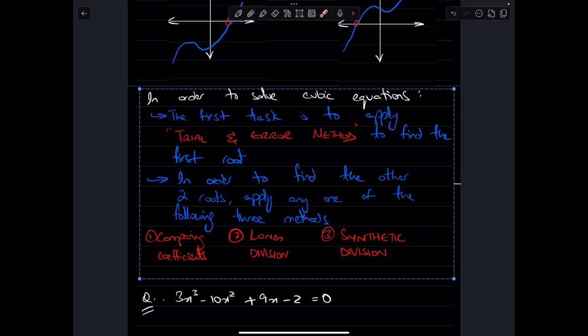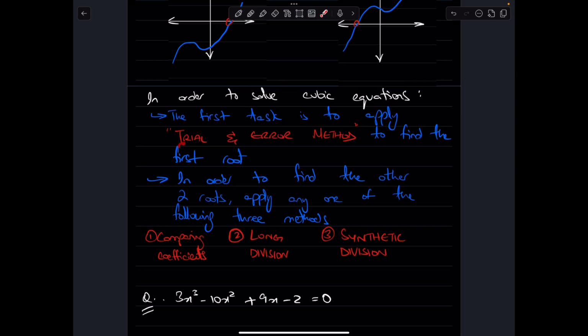So first of all, we need to apply the trial and error method. That is, we start with substituting 1, followed by -1, followed by 2, followed by -2, followed by 3, followed by -3, and so on, until after substituting one of these, we get a 0 as a result. And 0 indicates that the number we substituted is a solution.